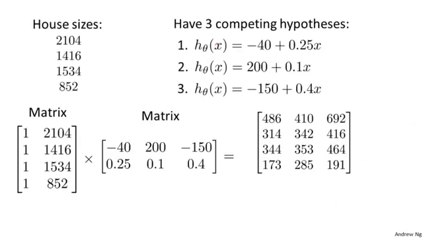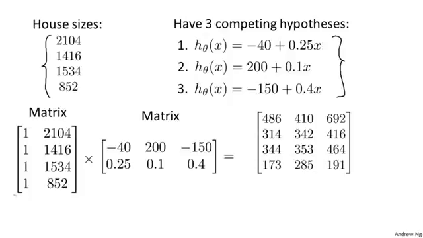Finally, let me show you one more neat trick that you can do with matrix-matrix multiplication. Let's say as before that we have 4 houses whose prices we want to predict. Only now we have 3 competing hypotheses shown here on the right. So if you want to apply all 3 competing hypotheses to all 4 of your houses, it turns out you can do that very efficiently using a matrix-matrix multiplication.